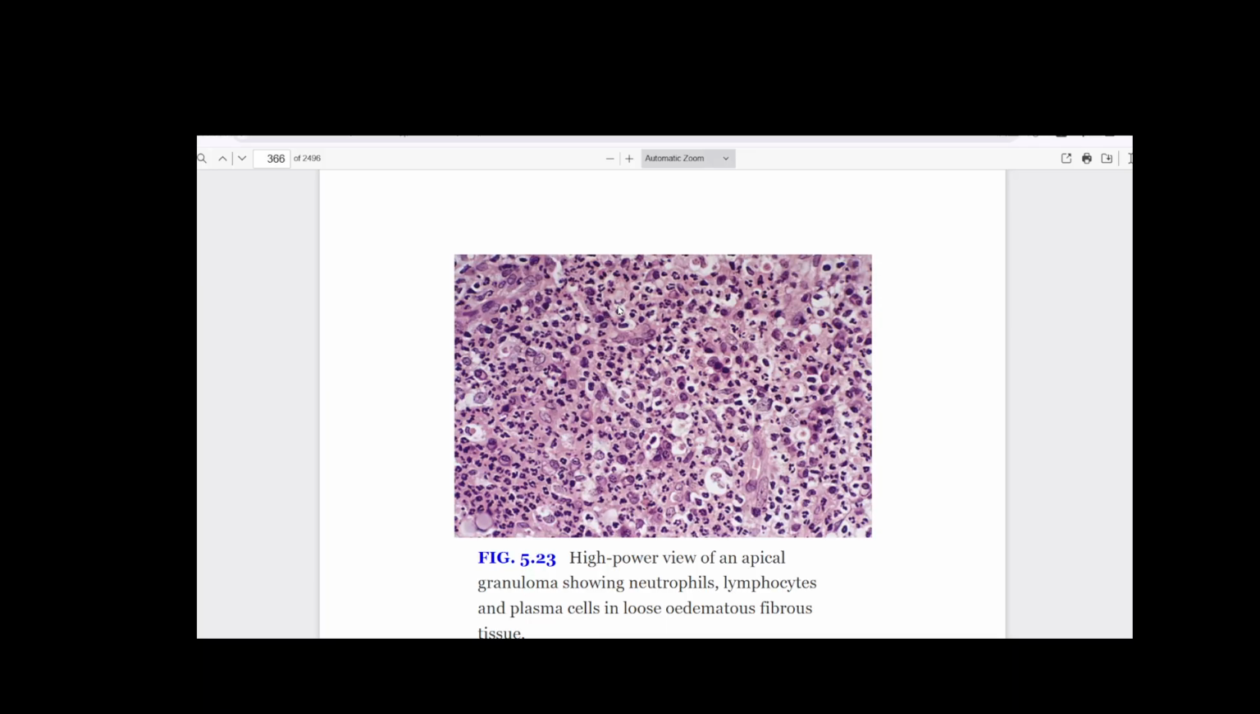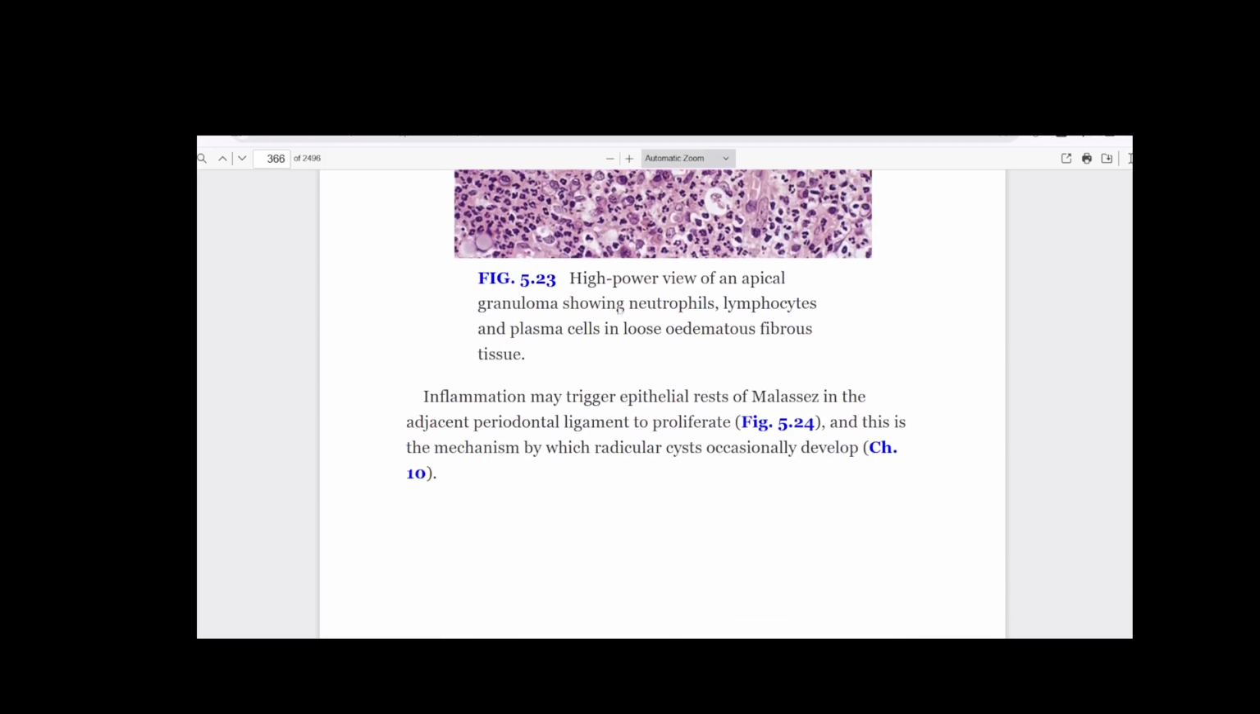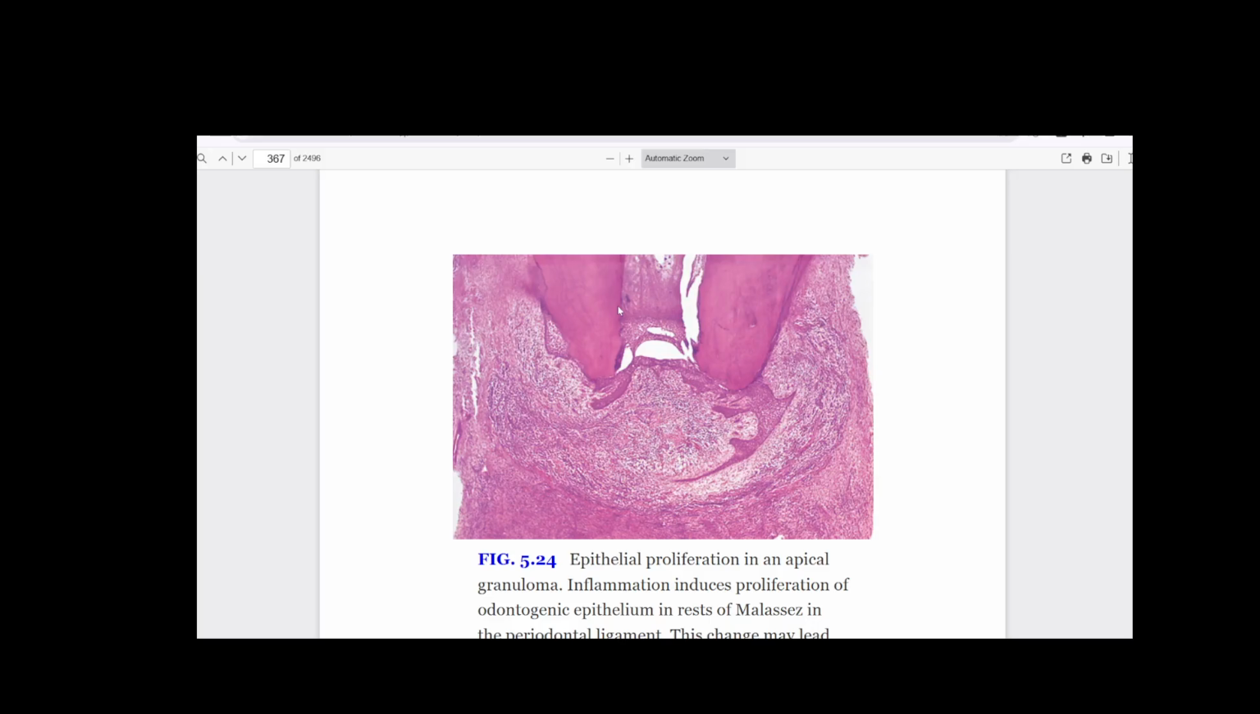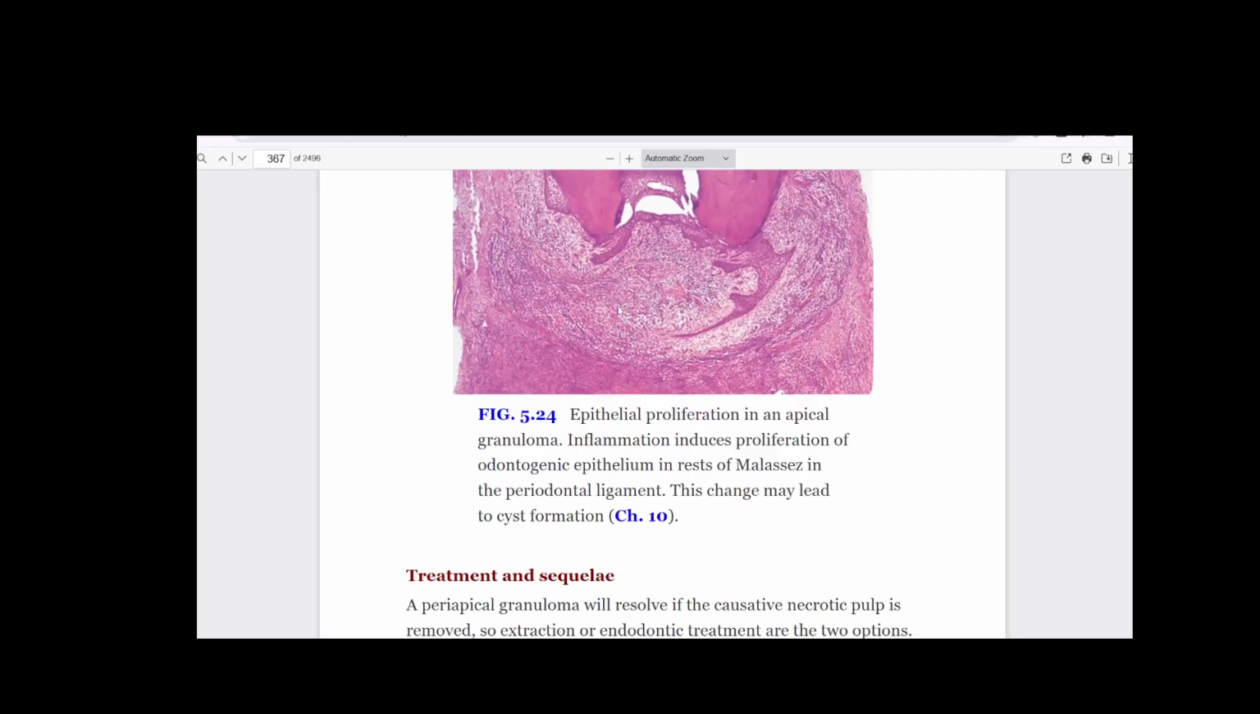Fig 5.23 High-power view of an apical granuloma showing neutrophils, lymphocytes, and plasma cells in loose edematous fibrous tissue. Inflammation may trigger epithelial rests of Malassez in the adjacent periodontal ligament to proliferate, Fig 5.24, and this is the mechanism by which radicular cysts occasionally develop, ch. 10. Fig 5.24 Epithelial proliferation in an apical granuloma. Inflammation induces proliferation of odontogenic epithelium in rests of Malassez in the periodontal ligament. This change may lead to cyst formation, ch.